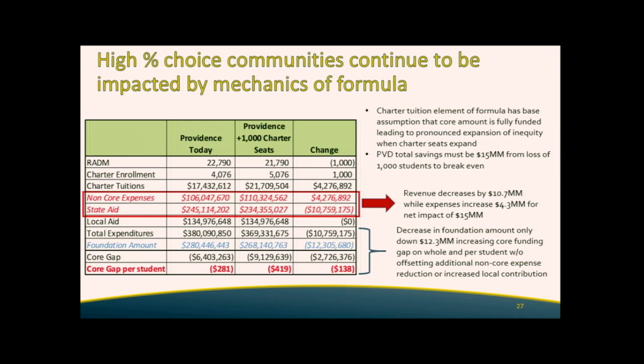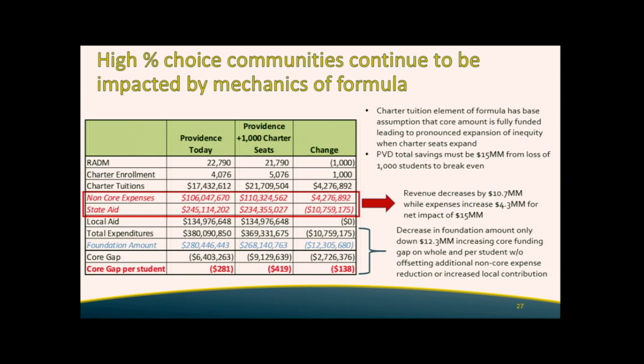You can see the enrollment change between the district enrollment and the charter enrollment. You can see the tuition change. That tuition change is the expense change that's modeled here. And you can see the state aid reduction. So the first thing to look at is that the expense goes up 4.2 million, the state aid goes down 10.7, and the net number that you're looking for there is $15 million. And so in order for this to be a break-even change for the city schools, the city would have to find $15 million within their existing budget to cut.